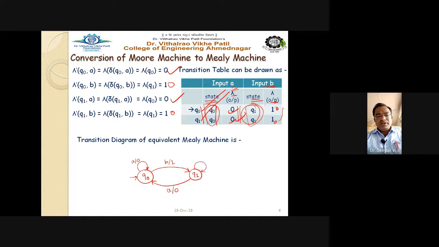Simple one, no difficulties or critical mathematics involved. Only the thing is that you have to follow the particular method. So q0 with input A gives output 0, state q0. Q0 with input B gives output 1, and the next state is q1. Q1 with input B gives output 1, and the next state is q1 itself. Whereas q1 after applying input A produces output 0 and the state changes to q0 in case of the Mealy machine, right? So this is our correct answer for the Mealy machine. Let us see another example.